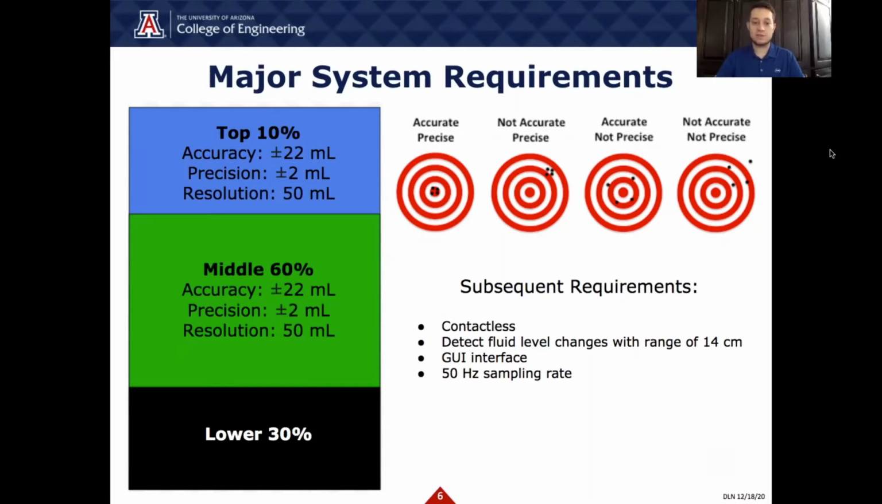The third requirement is that our sensor shall have a resolution of 50 milliliters. Resolution refers to the smallest reliable reading our sensor can take. Subsequent requirements include our sensor shall not come into contact with the fluid inside the reservoir. Our sensor shall detect fluid level changes with a range of 14 centimeters vertically. Our sensor shall provide an interface with a GUI that can display real-time information. And our sensor shall have a minimum sampling rate of 50 Hertz. And now I'll pass it on to Ignacio.